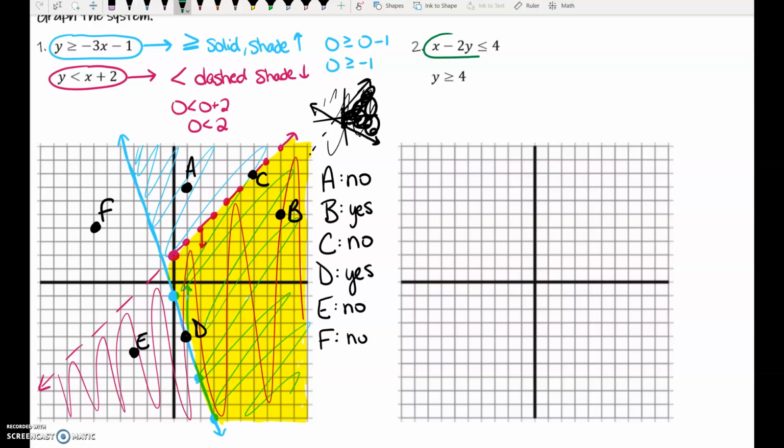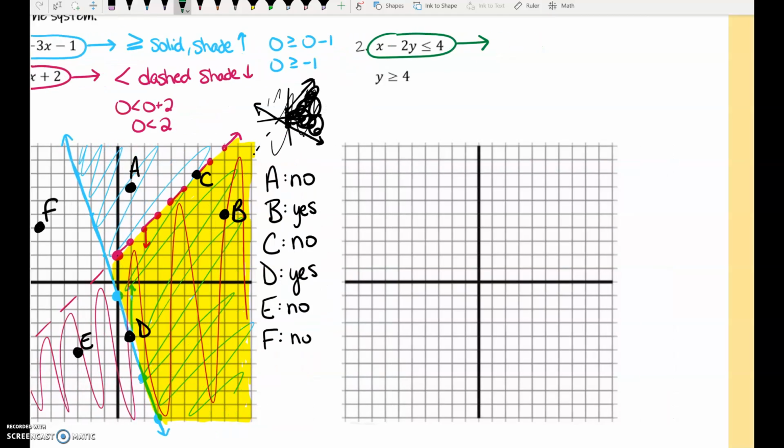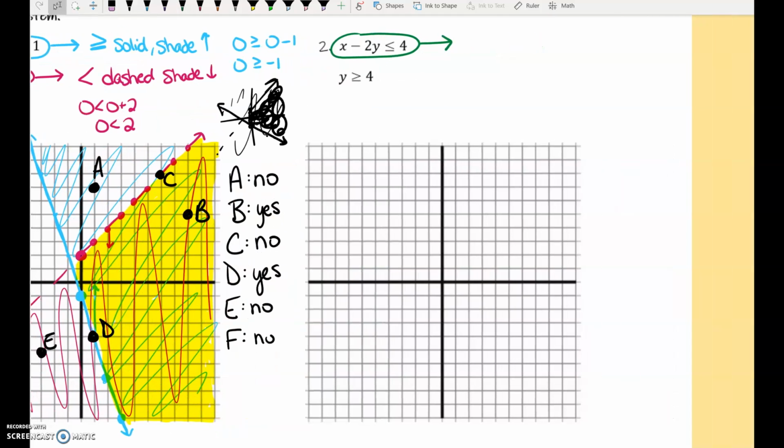The first inequality is not set up very well for graphing, so we need to do a little bit of work to get this ready to graph. What should we do first? Add the 2. Okay. Subtract the x, so we'd have -2y is less than or equal to -x plus 4. You could add 2y to both sides and then subtract 4 on both sides. There's a couple different ways that you could accomplish this. Then we need to divide by -2.